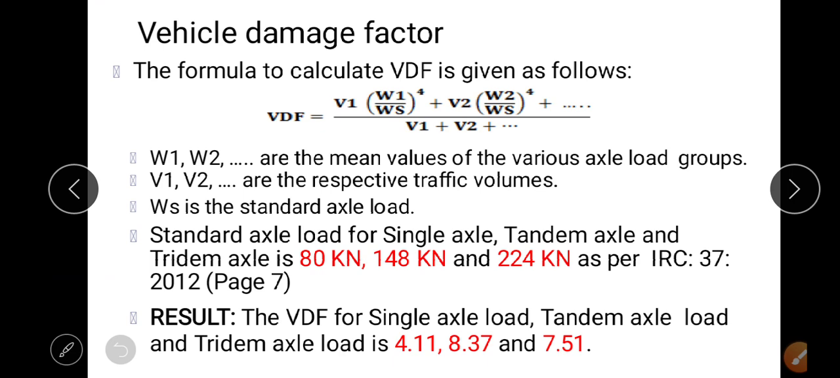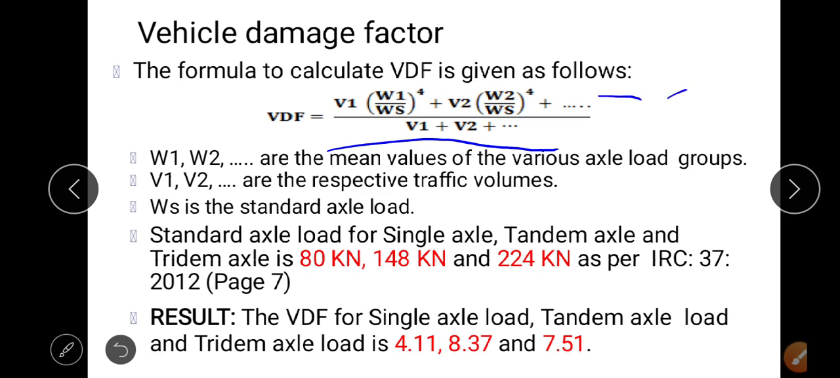Vehicle damage factor, VDF. The formula to calculate VDF is given as follows. In the exam, if VDF is asked, you have to write this formula. Somehow you have to remember, no other choice. And you have to put in the values and get the answer. So what is it? VDF is equal to (V1 (W1 by WS)^4 plus V2 (W2 by WS)^4 plus etc.) divided by (V1 plus V2 plus etc.). Here also plus etc.